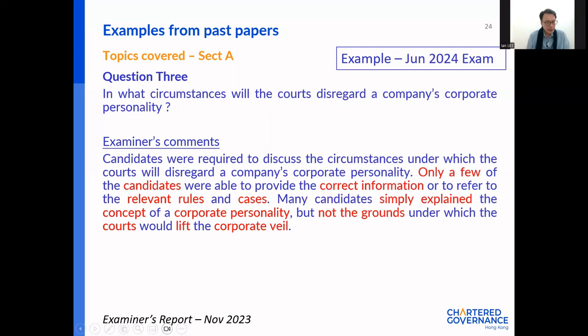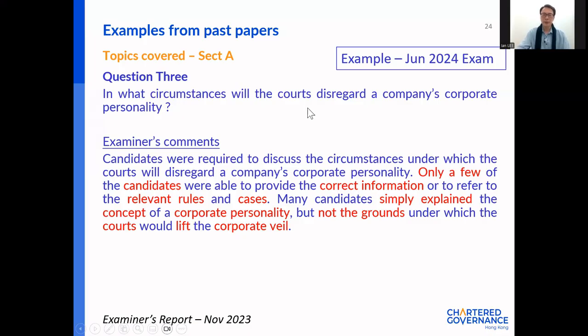Okay, then let's look at the next question. In what circumstances will the court disregard a company's corporate personality? So candidates were required to discuss the circumstances under which the court would disregard a corporate personality. Only a few of them were able to provide the information or refer to relevant rules and cases. Most candidates simply explained the concept of corporate personality, but not the grounds under which the court will lift the corporate veil.